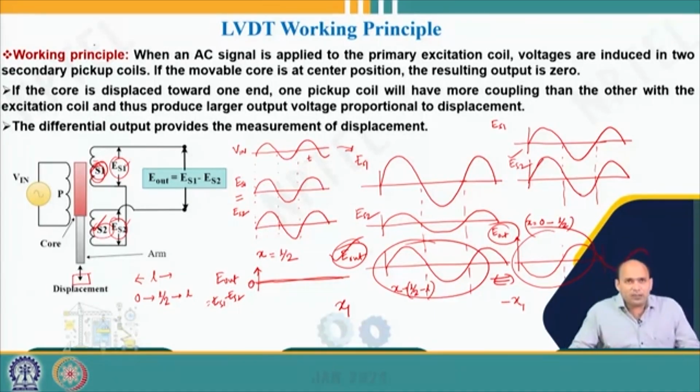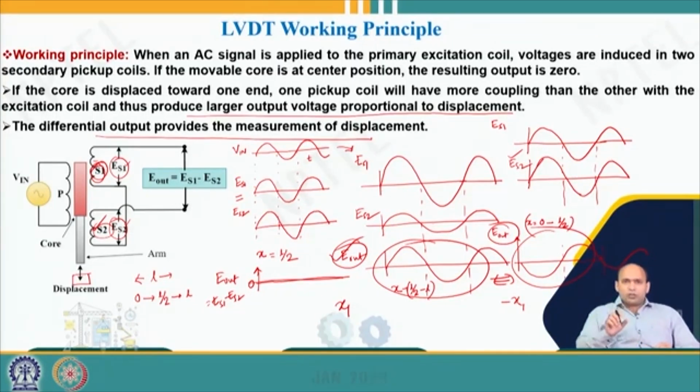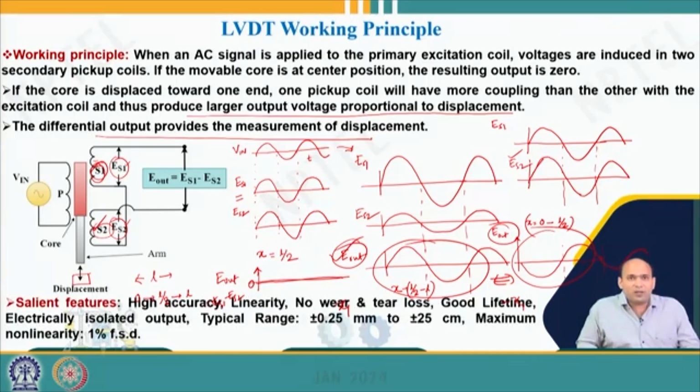So as we said, if the core is displaced toward one end, one pickup coil will have more coupling than the other with the excitation coil, and thus produce a larger output voltage which is proportional to displacement, and this differential output will provide the measurement of my displacement. So one thing is clear: if I want to measure the displacement properly, then I need to measure both the magnitude or amplitude of the displacement as well as the direction of the displacement, because displacement is a vector quantity. How to do that, we will shortly see.